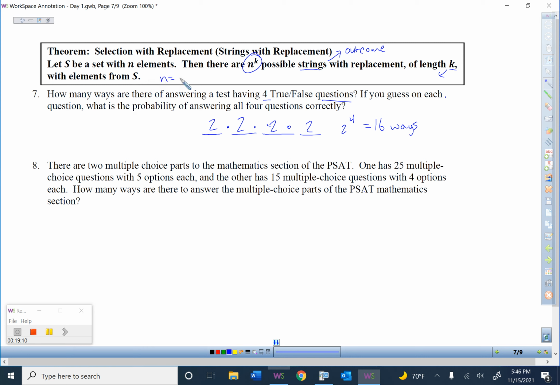On your note card I think this is written out this way, but let's go ahead and write it here. N is really your number of choices, and K is the number of times you repeat the choice.